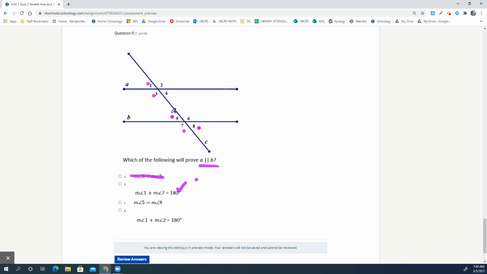5 and 8? Why not? Exactly. So these are vertical angles, and we need one angle on B and one angle on A. If we take 5 and 8, there's no information about A, so we can't prove anything parallel, right? Because they're vertical. How about 1 and 2 equal 180? 1 plus 2 definitely equal 180. They're a linear pair. Does that prove anything? Nope, same reason. They're in the same intersection. We don't have anything on B. So the only correct answer right here is B.